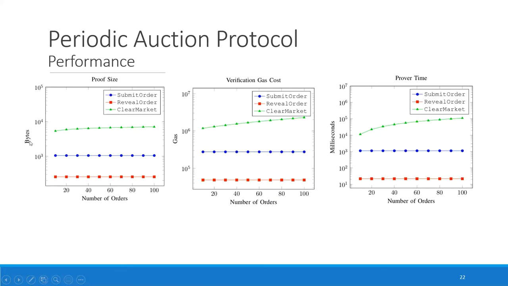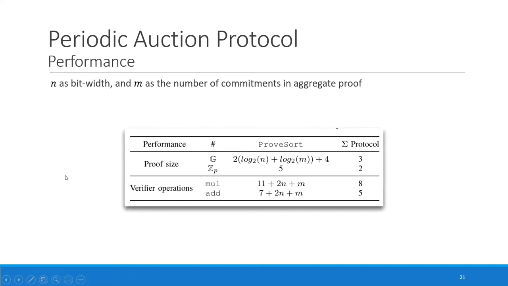So in terms of bytes of proof size, we have the clear market transaction in the range of 10,000 bytes or 10 kilobytes, while the submit order, which utilizes bulletproof for two elements, is around 1 kilobyte. And the reveal order, which utilizes the sigma protocol, is very low, because as we have seen here, we have like three elements in the group and two integers.